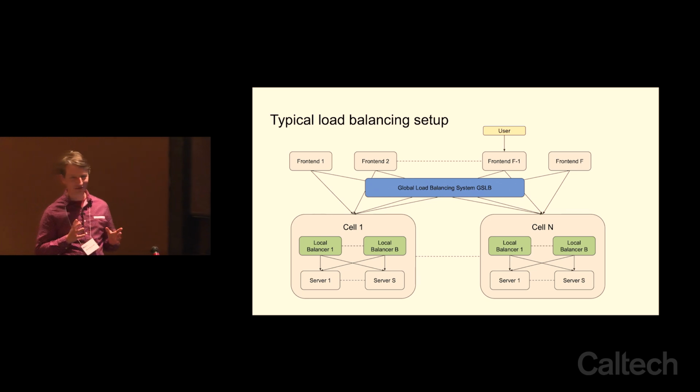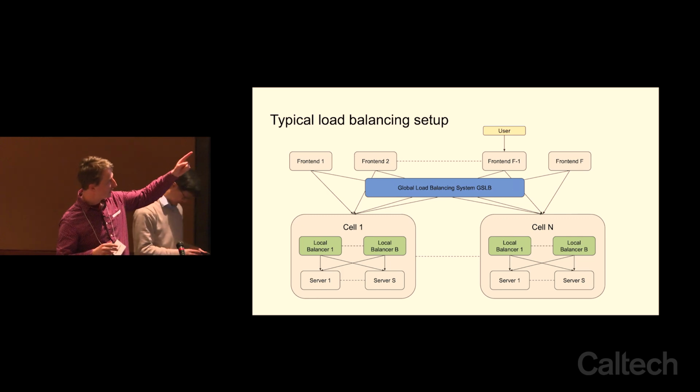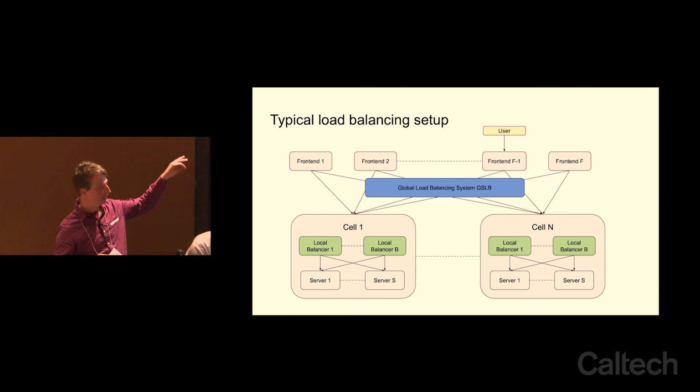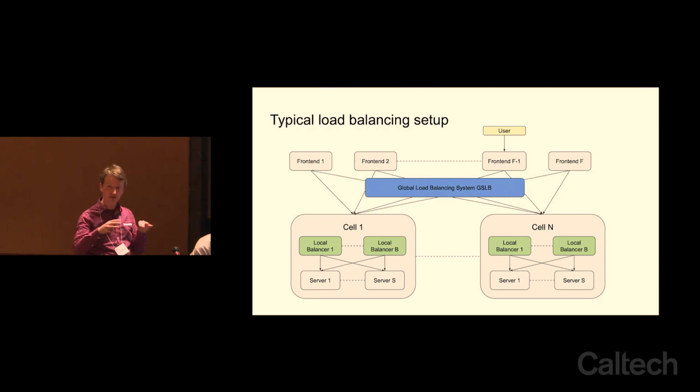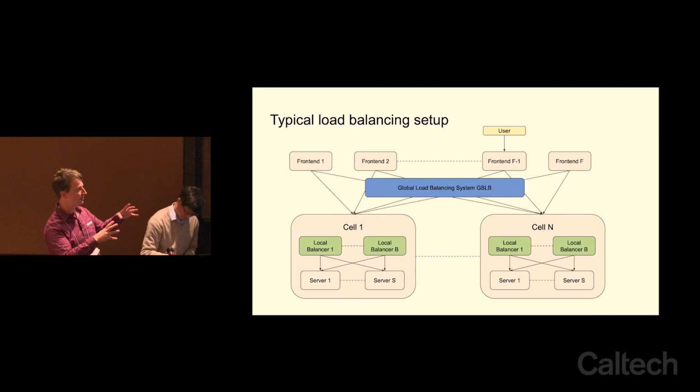This is a basic setup of load balancing in a typical production system at Google. The yellow square is a user query coming into Google infrastructure. It ends up landing at one of the front ends that we have. And then there's something called the global load balancing system, which has an assignment of in what proportion queries should go to which data centers. So the cells are data centers, and there could be dozens of them around the world.